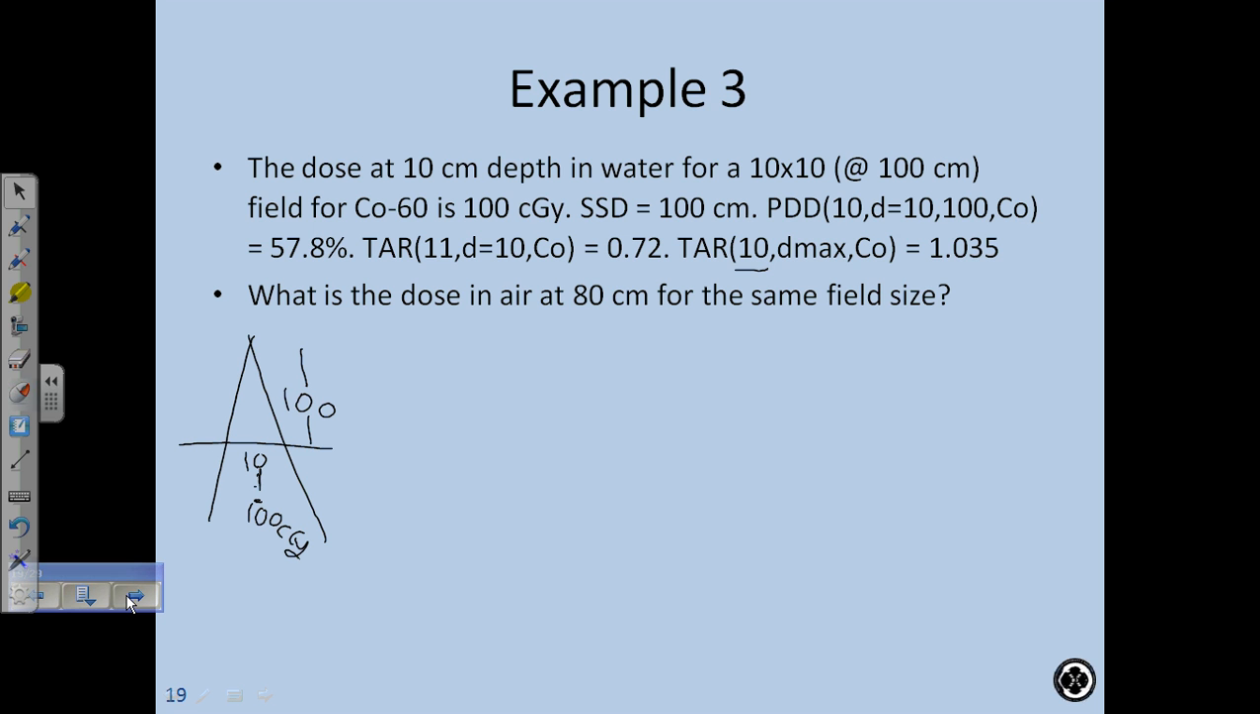What should I do first? Should I go to Dmax? Well, there's only two things I can do. I can go to air, or I can go to Dmax. I don't want to go deeper. That doesn't help me. So what do you think? Which one? Pick one. Let's go to Dmax.